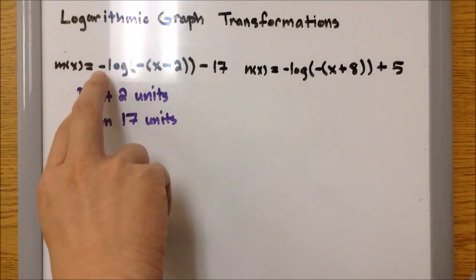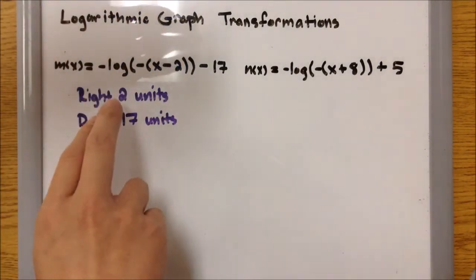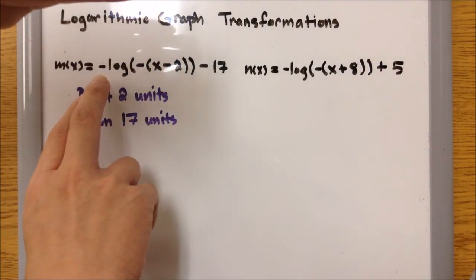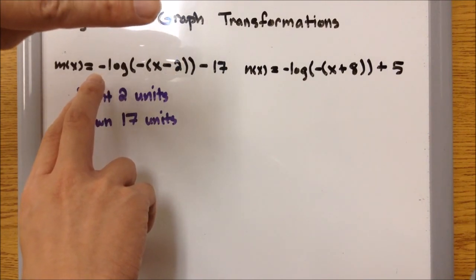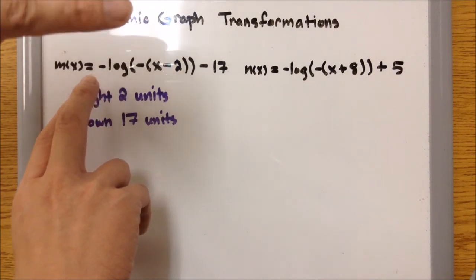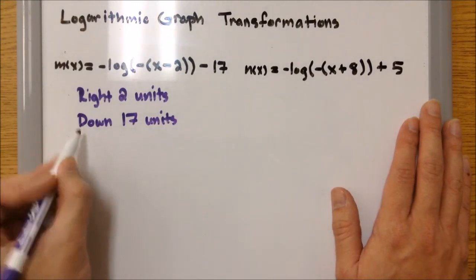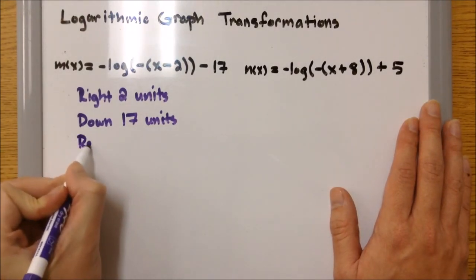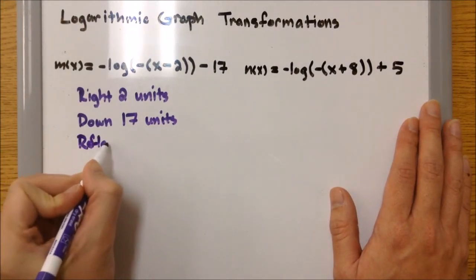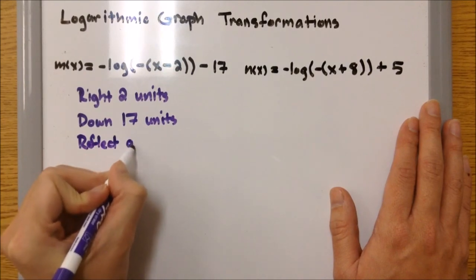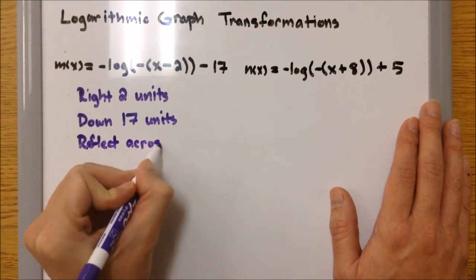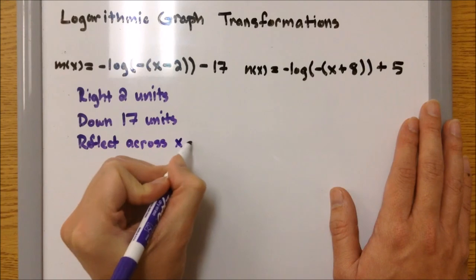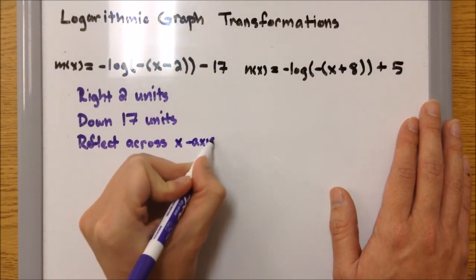Now we have a negative in front of the log. So again, negative in front of log. That means when there's a negative in front of the function, it's going to be a reflection. In this case, reflect across x-axis.